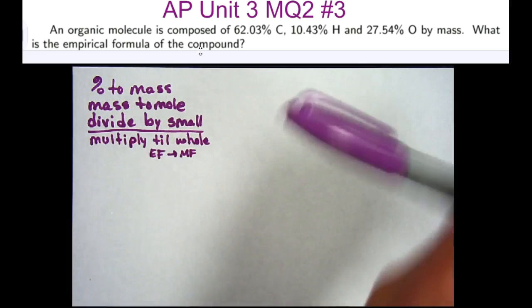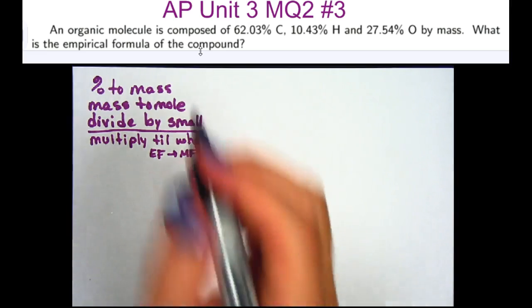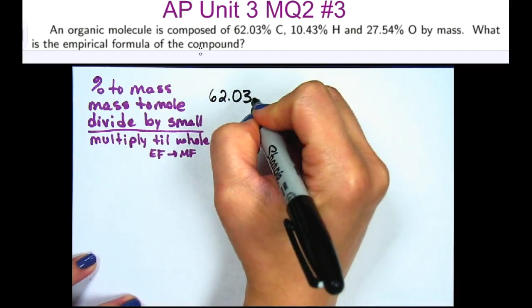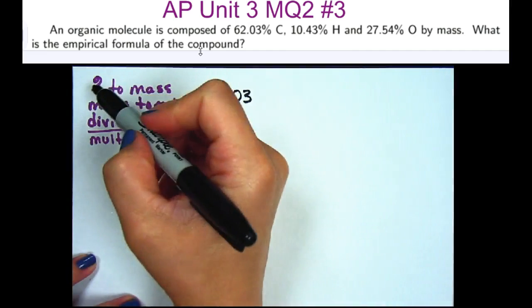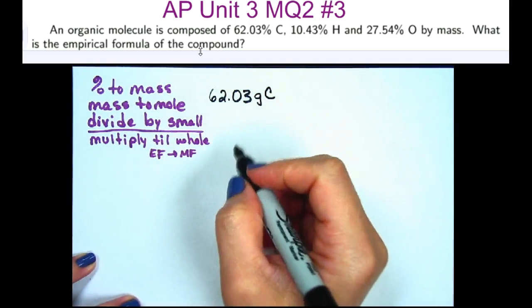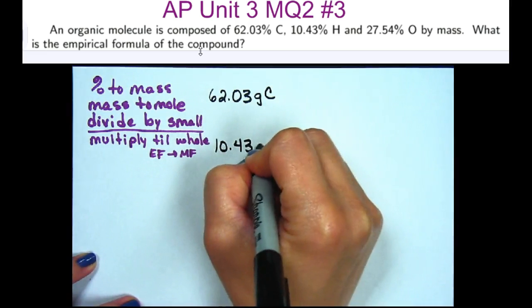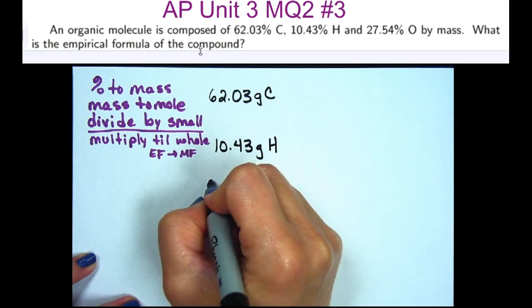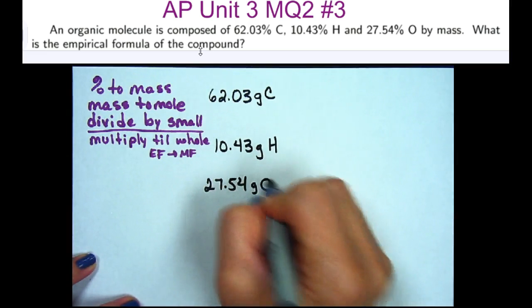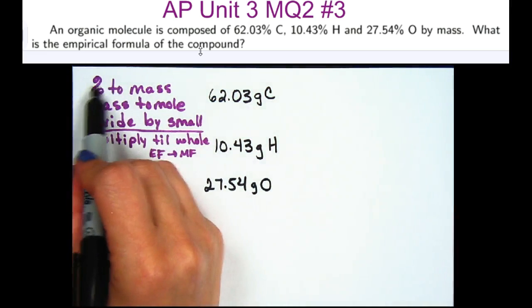So we are given the percentages, 62.03, and we're going to literally change the percent to a G for grams, and that is for carbon. And we are given 10.43, change the percent to grams for hydrogen, and we're given 27.54, we'll change the percent sign to G for grams for oxygen. Now, we've changed the percent to mass.